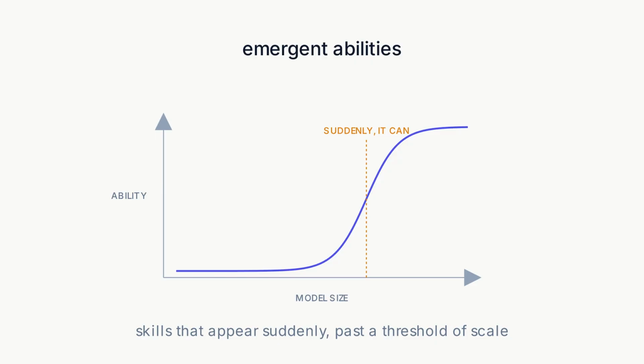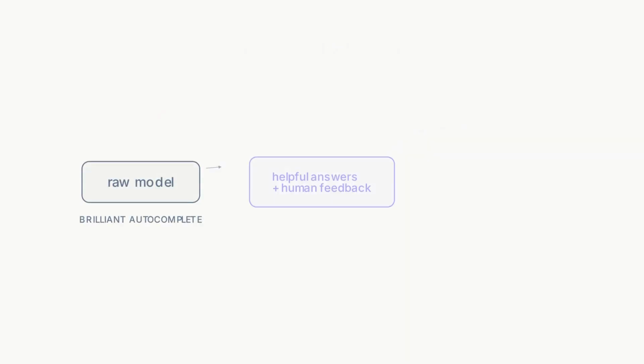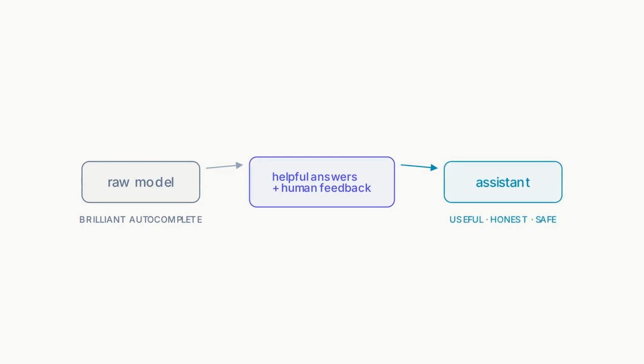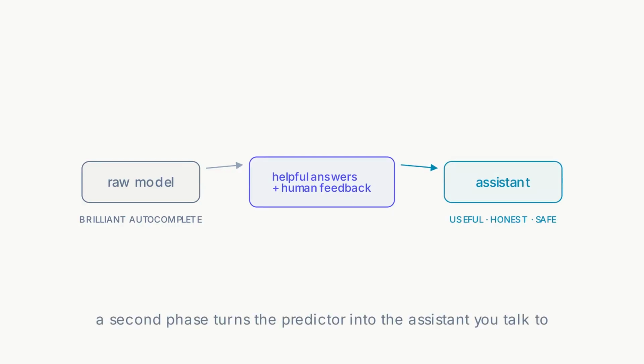And then past some threshold of scale it can. Researchers call these emergent abilities, skills that nobody explicitly trained which surface on their own once there are enough parameters and enough data. It's a big part of why the field has chased scale so relentlessly. But a raw model trained this way is a strange creature. It's a brilliant autocomplete that will happily continue your text in any direction, helpful or not.